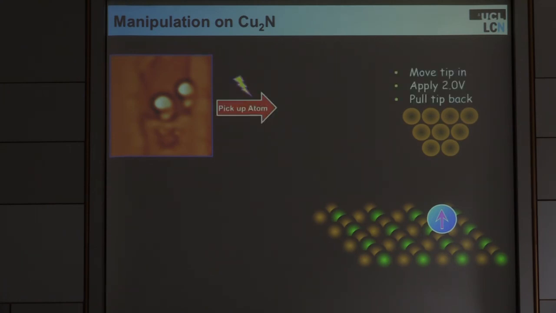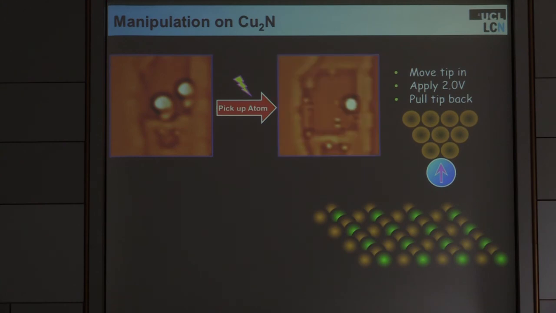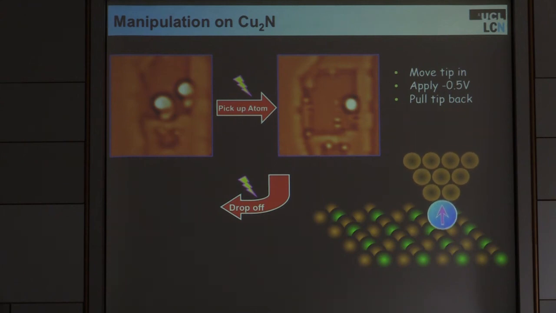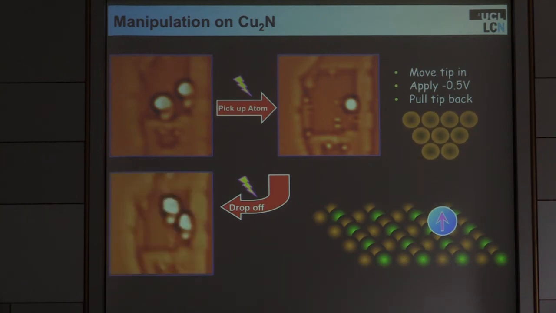So here what you do, in this case for atoms on copper nitride, you push the tip into the surface, you apply a voltage pulse, and if everything works nicely, the atom hops onto your tip. So you can see we did it over this atom, we picked it up, and then you reverse this process in another location: you push the tip into the surface, you apply another voltage pulse, and then drop the atom off, and there you go.